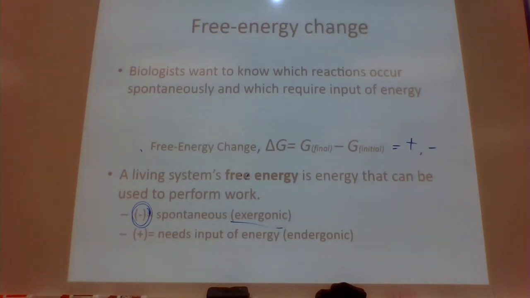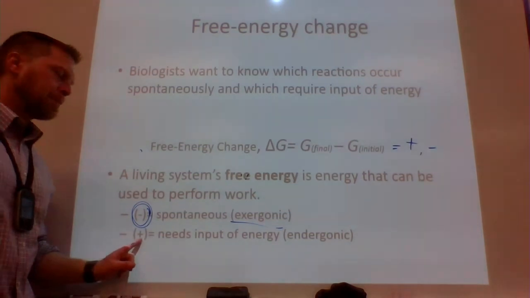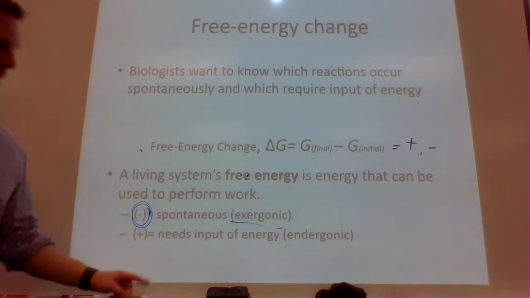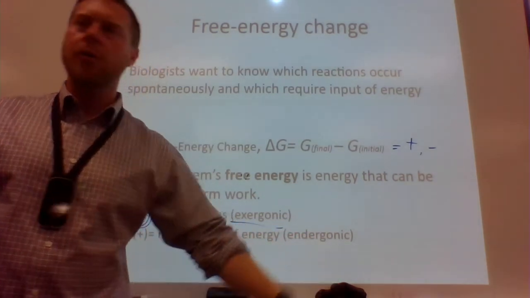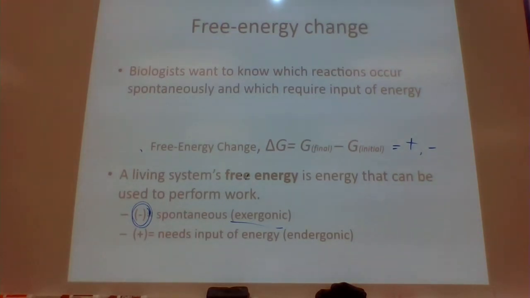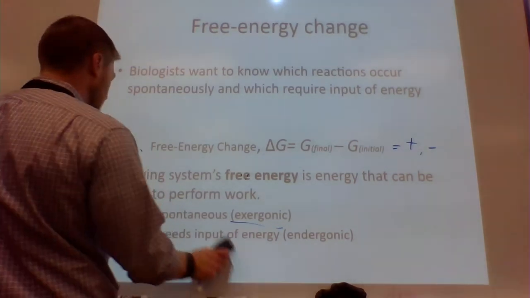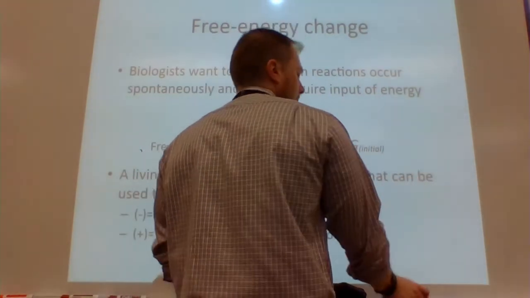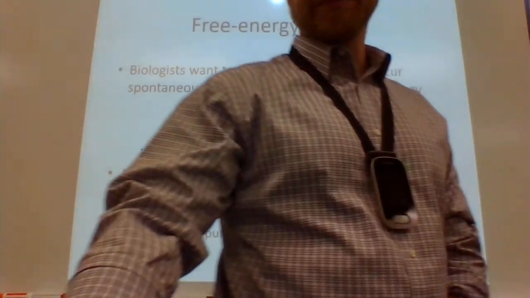If your delta G is positive, that tells you that your reaction is endergonic, meaning it's consuming energy, and you would call it non-spontaneous. So let's look at some examples.